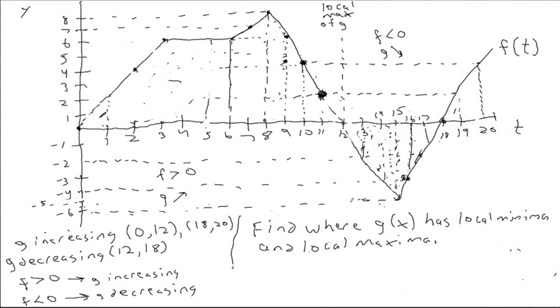Okay. So now we have a local min at, let's see, G is decreasing till 18 and then increasing after 18. So we have a local min at x equals 18.